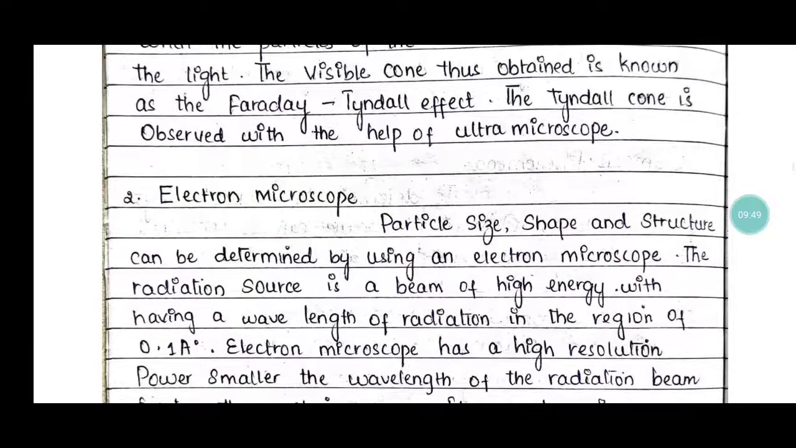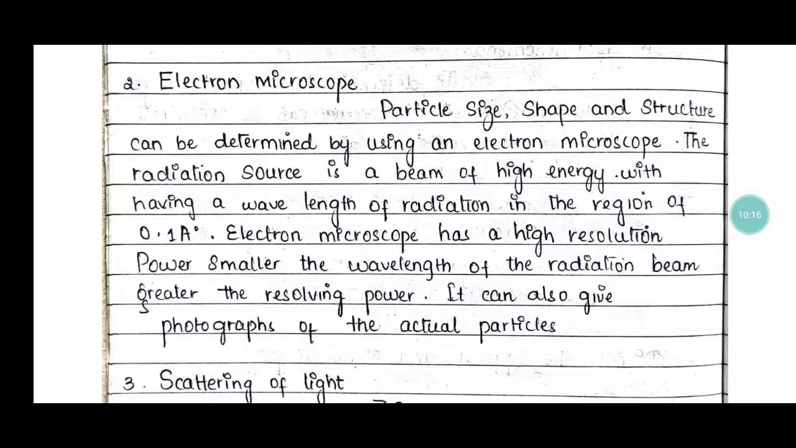Number 2, electron microscopes. The particle size, shape, and structure can be determined by using an electron microscope. The radiation source is a beam of high energy with a wavelength of the radiation in the region of 0.1 angstrom. The electron microscope has a high resolving power. The smaller the wavelength of the radiation beam, the greater the resolving power. It can also give photographs of the actual particles.